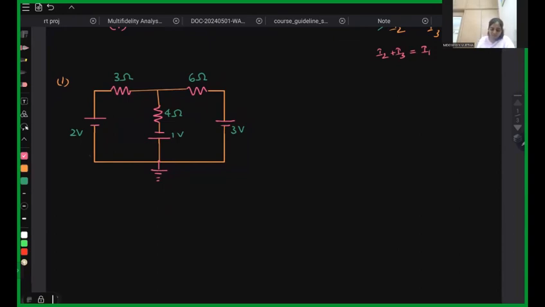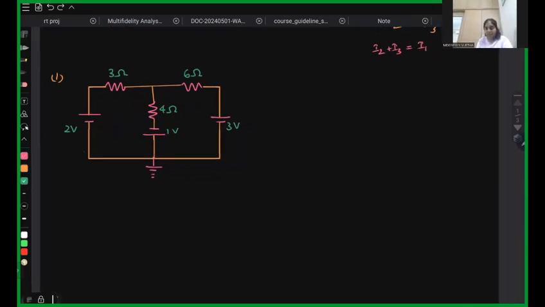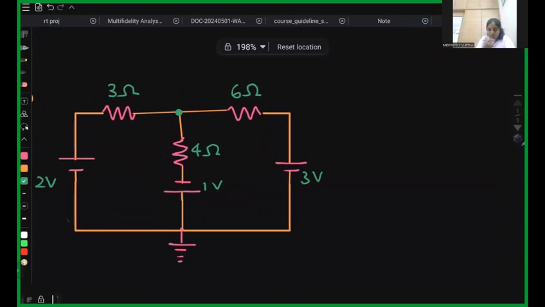To start solving this, we'll take the voltage at this node. We are assuming that the voltage at this node is at higher potential, so let us name it VA. Whenever a voltage source is at higher potential, the current flows from it to the other branches. So from VA, the current flows in three directions.